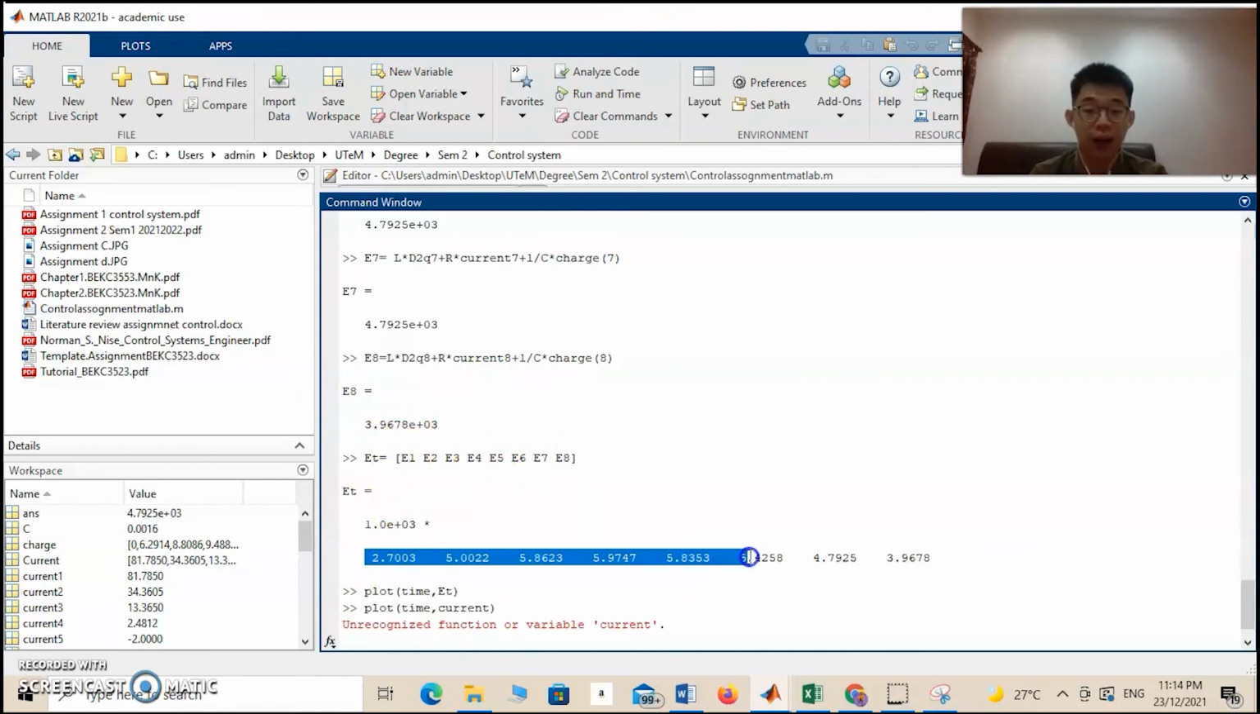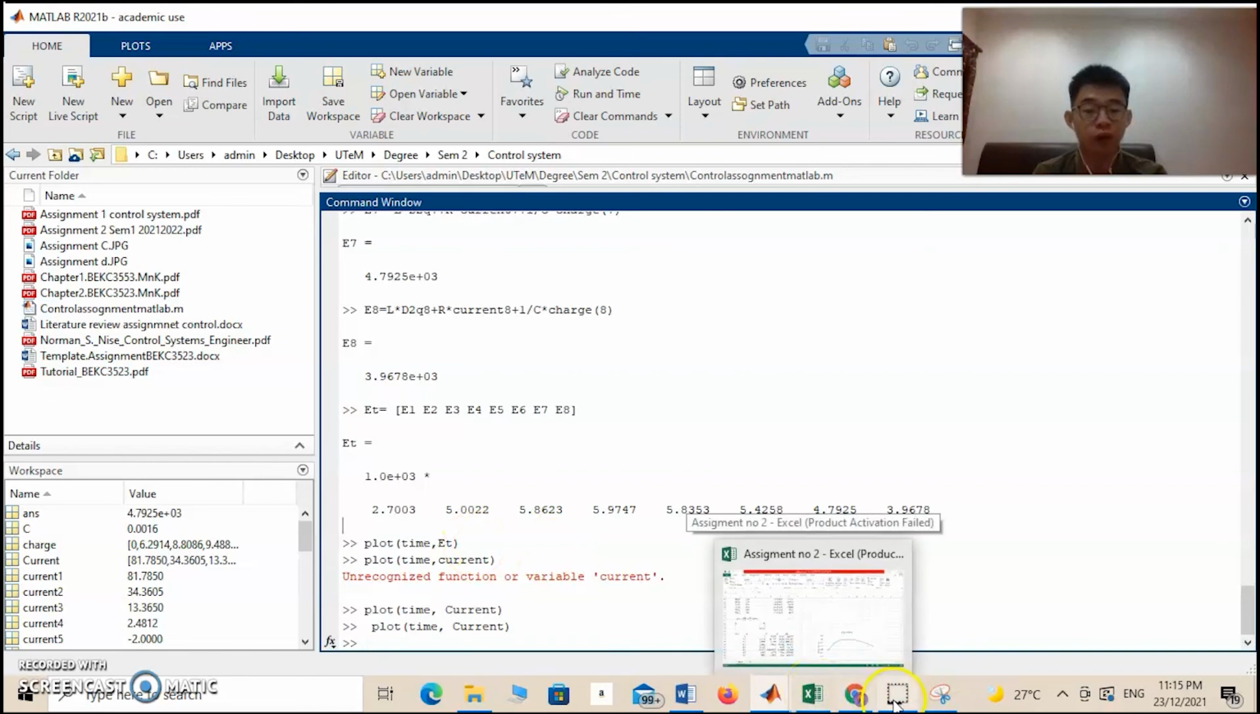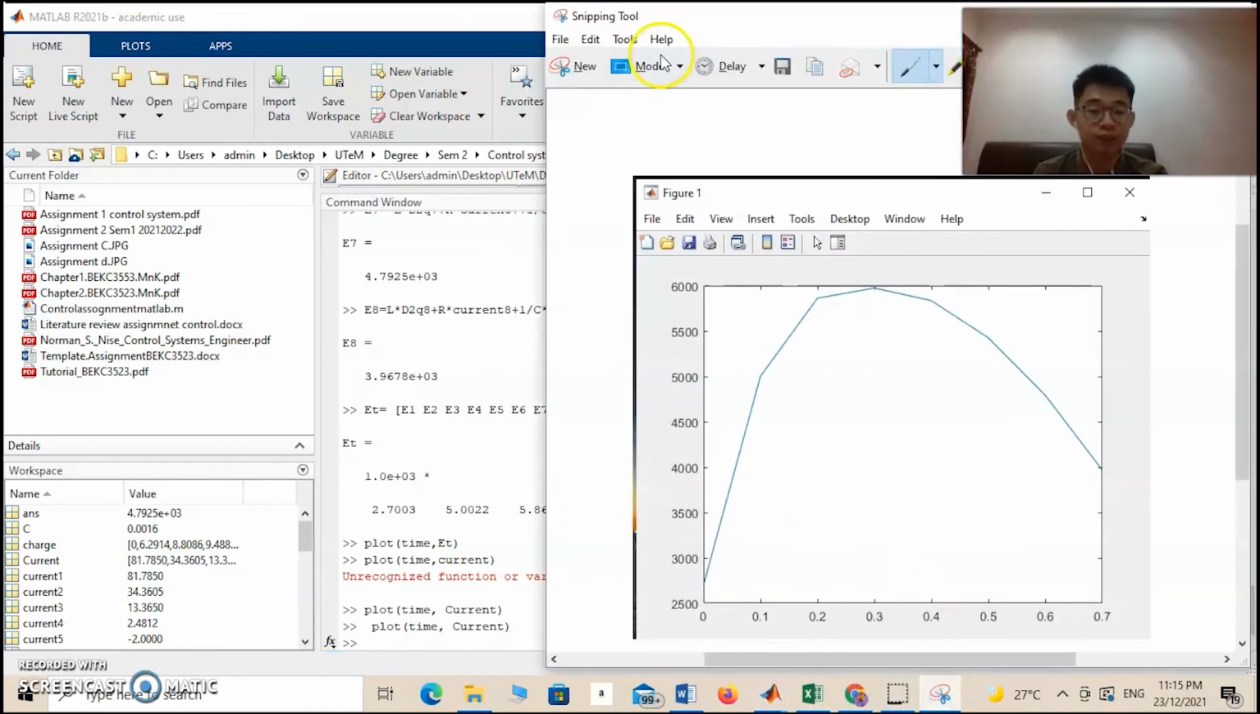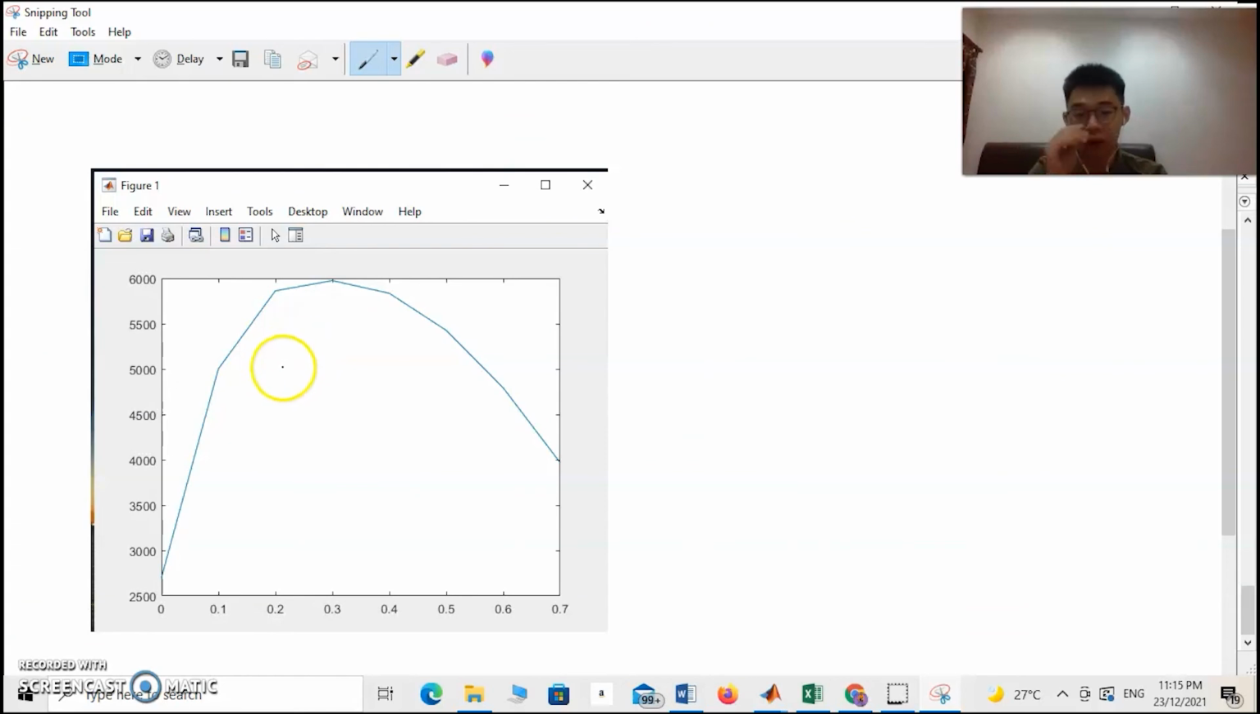Here are the values for E(t) which we obtained from MATLAB, which is again the same as the answer we obtained from Excel. Next, we type in the plot command for time and E(t), in order to plot the graph of time against E(t). And here's the graph obtained from MATLAB, which is again exactly the same as the answer obtained from Excel.